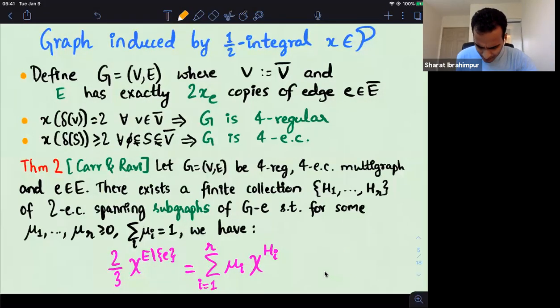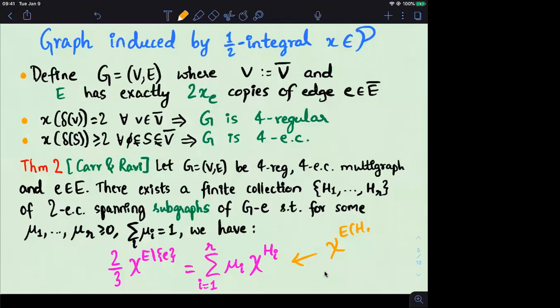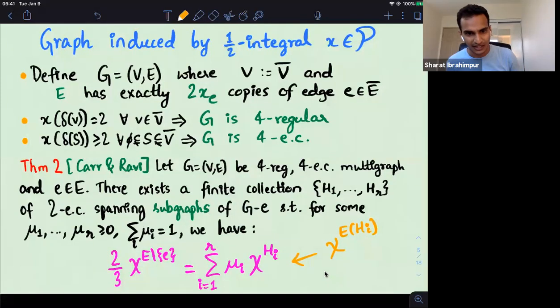And here, I'm doing a bit of an abuse of notation. Here, chi of H means chi of E of Hi. I won't be writing E of Hi just to be terse. And the underlying graph will usually be clear from the context.